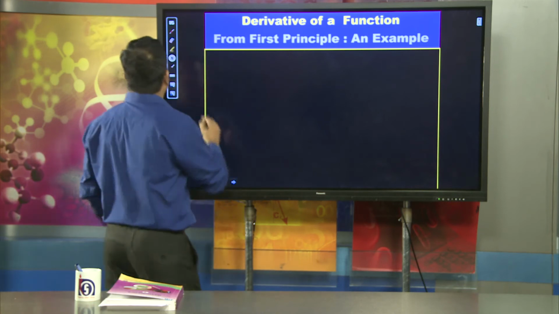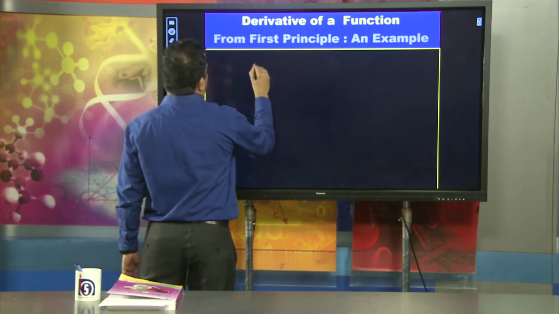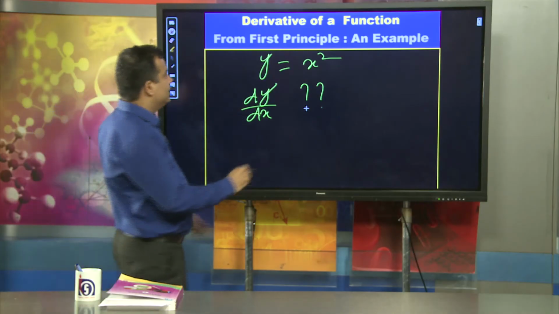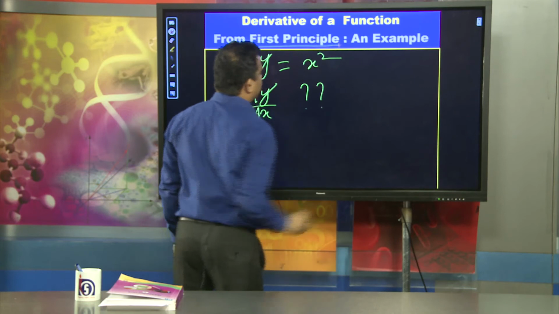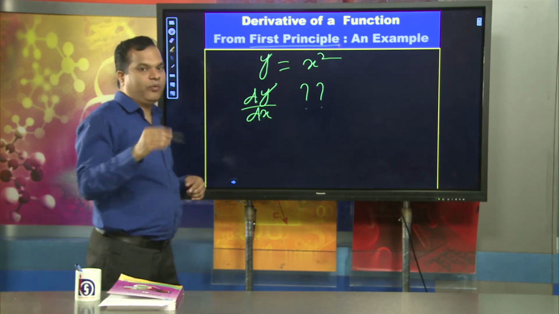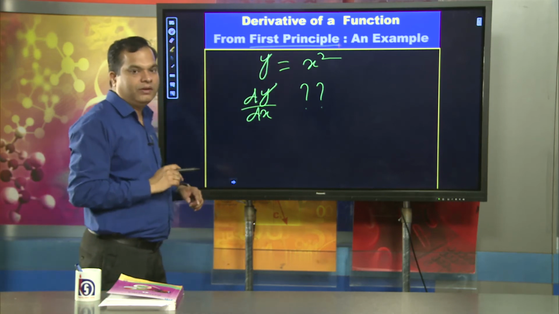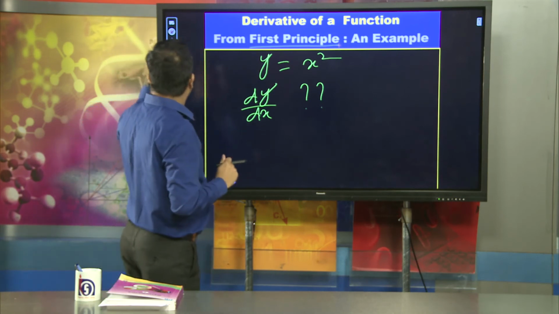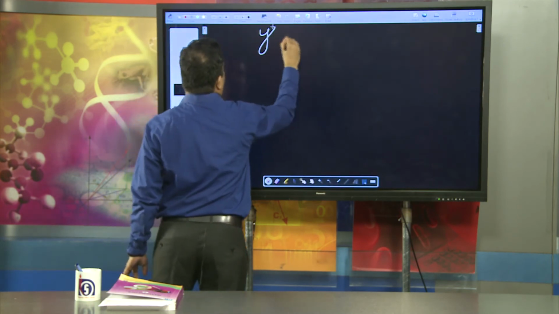First principle, by taking the derivative of a function. Suppose I take the function y equal to x square, and we are going to find dy by dx. What will be the value of dy by dx by using the first principle? That is the condition. The function is y equal to x square, but we have to use the first principle.